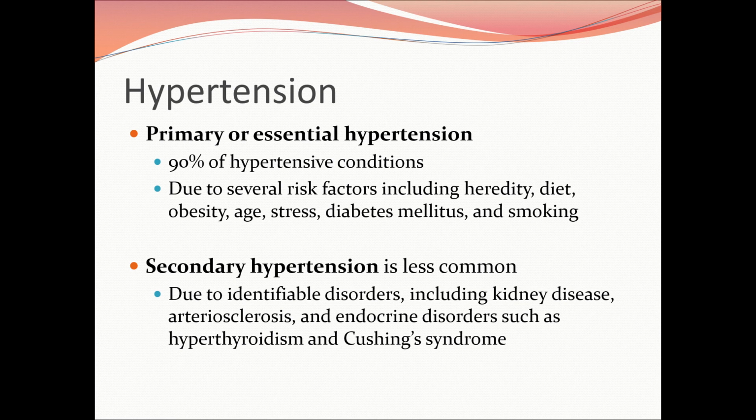There are two major types of hypertension: primary or essential hypertension and secondary hypertension. Primary or essential hypertension makes up 90% of the hypertensive conditions. It is due to several risk factors, including heredity, diet, obesity, age, stress, diabetes mellitus, and smoking. Secondary hypertension is less common. It is due to identifiable disorders, including kidney disease, arteriosclerosis, and endocrine disorders such as hyperthyroidism and Cushing's syndrome.